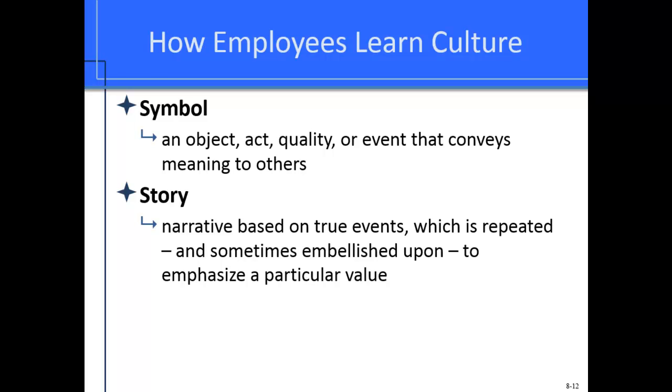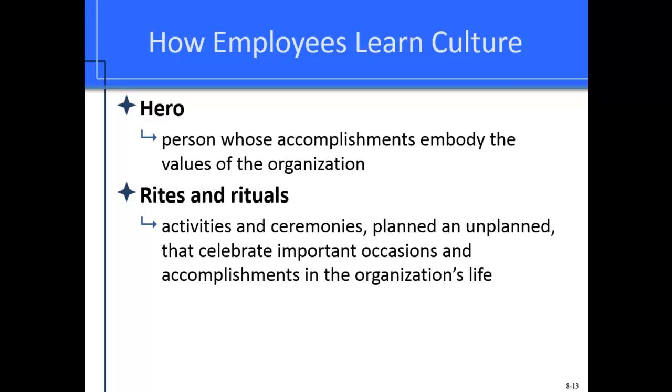Stories are transmitted orally, or they are oral histories that are told and retold by members about incidents in that organization's history. A hero is a person whose accomplishments embody the values of that organization. Rites and rituals are the activities and ceremonies, planned and unplanned, that celebrate important occasions and accomplishments in the life of that organization.